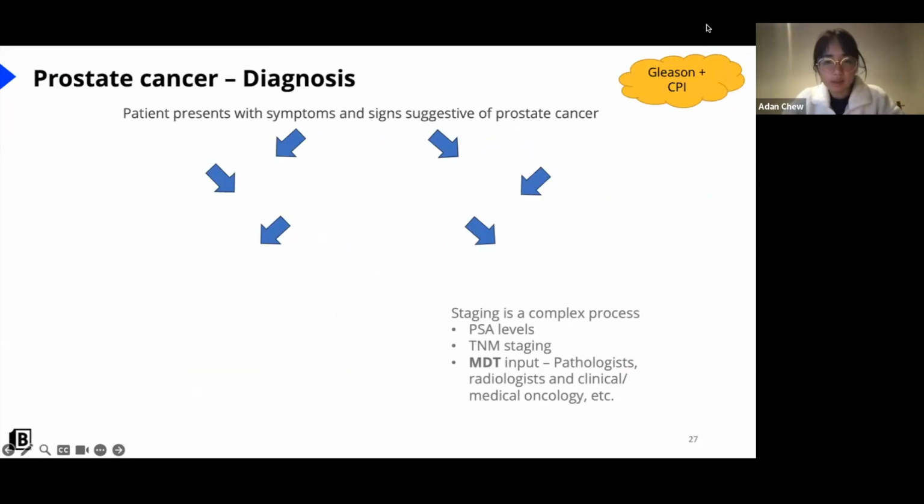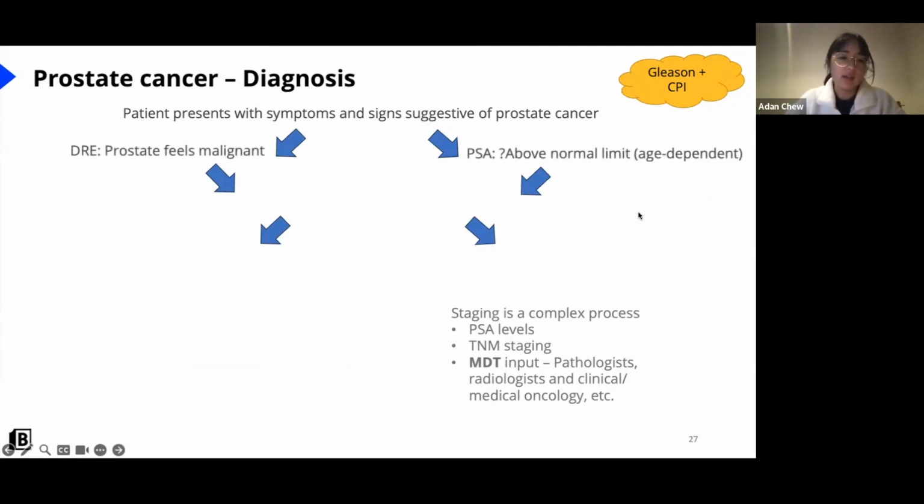So when a patient presents with signs and symptoms suggestive of prostate cancer, it could be anything from urinary symptoms. The GP would like to examine them with a PR exam or check their PSA. And if on a DRE the prostate feels a bit malignant, so hard and craggy with an irregular mass, or the PSA is above the normal limit, just bearing in mind that the PSA normal limit depends on your age. I think it depends on which decade of your life you are.